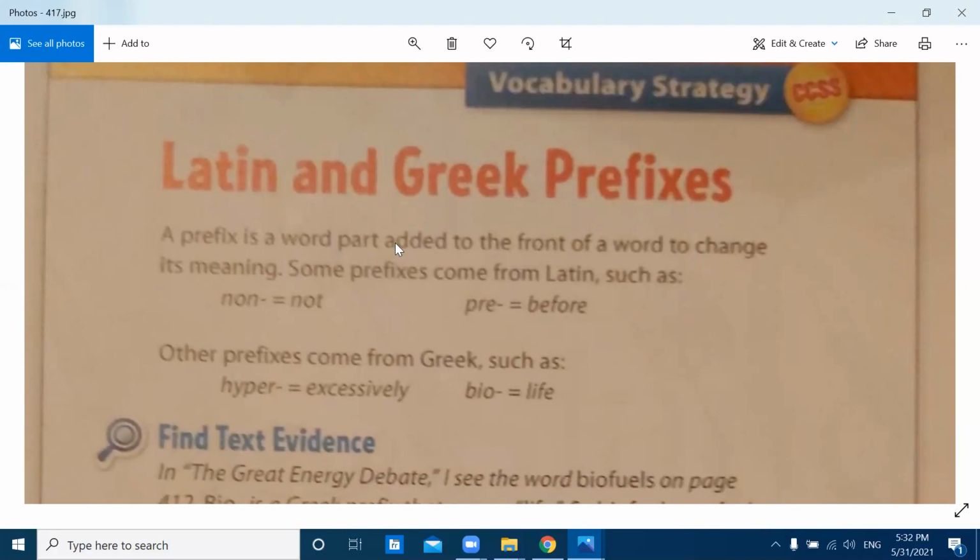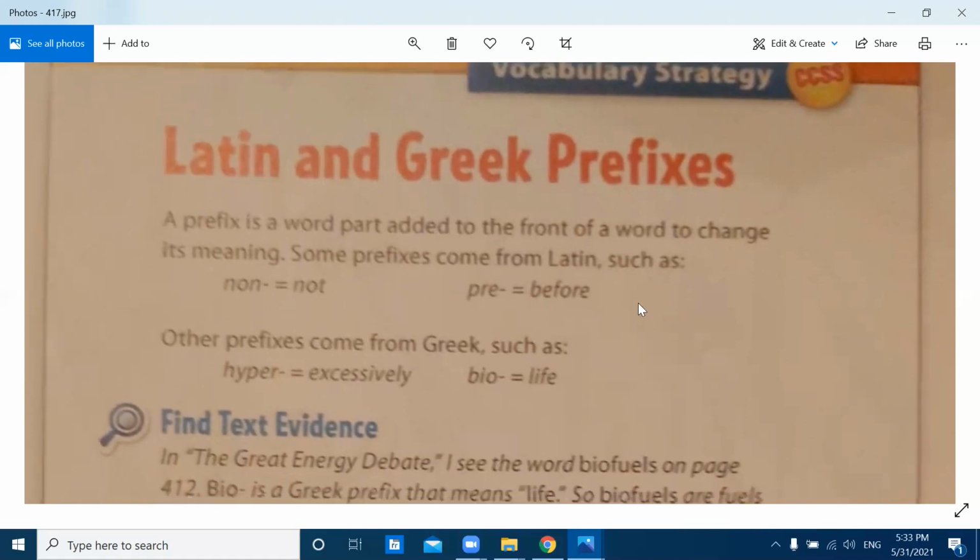So a prefix, we know, is a word part that we add to the beginning of the word that changes the meaning of the word. Some of the prefixes that we use, like non and pre, come from the Latin language. Non, we know means not, and pre, we know means before. Other prefixes come from Greek, such as hyper, which means in excess, and bio, which means life. Many of our words have Latin and Greek root words, and many of our words have Latin and Greek prefixes.